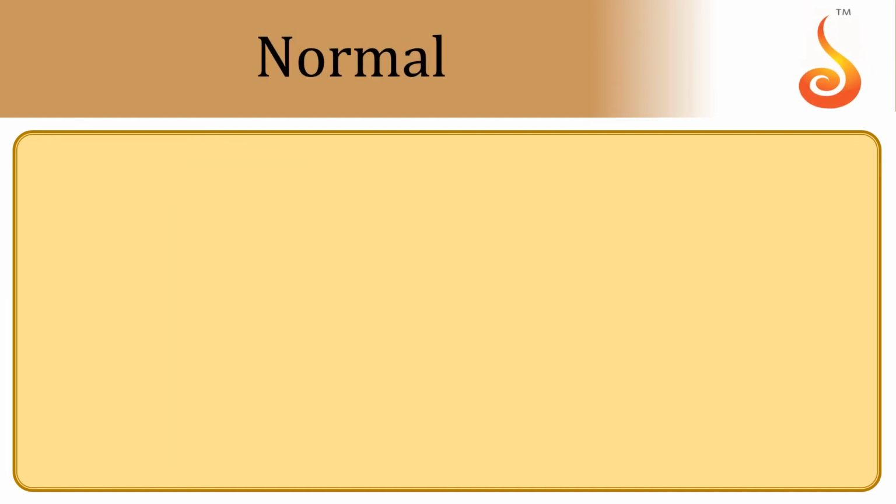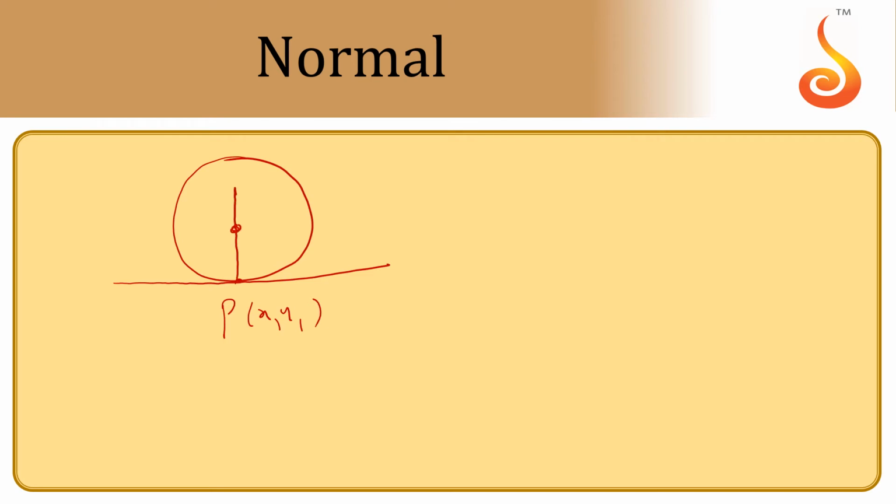Now you know the normal. Normal means what? Suppose P(x1, y1). This is the tangent. The perpendicular to the tangent at P is called the normal. So what is the general method of finding the equation of the normal? You can find the equation of the tangent at P(x1, y1).